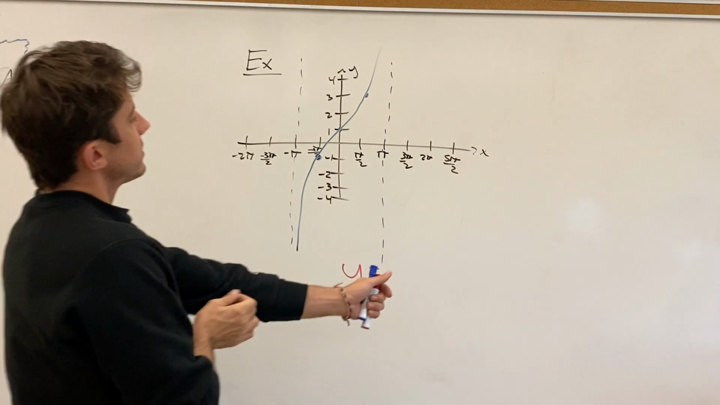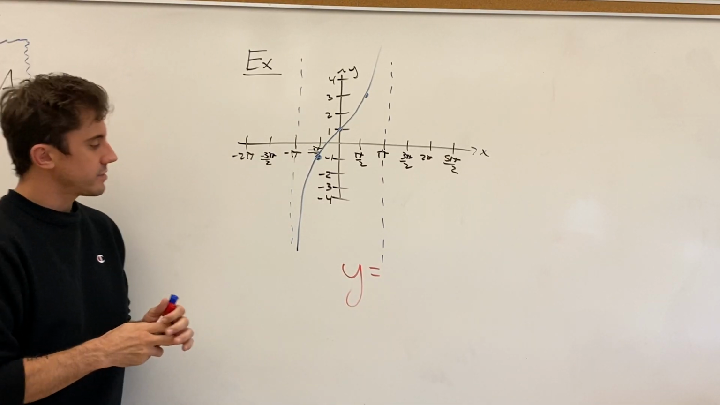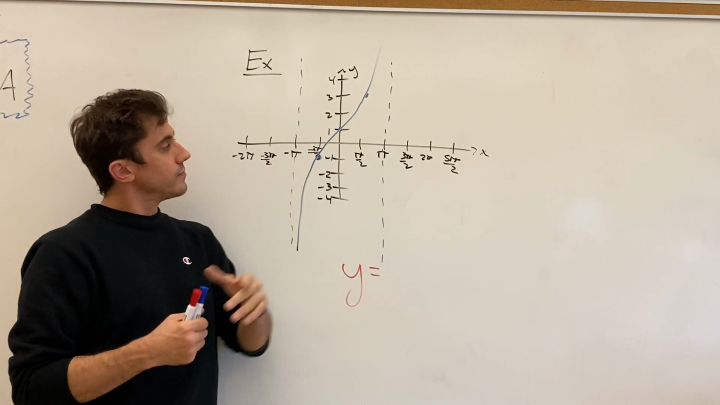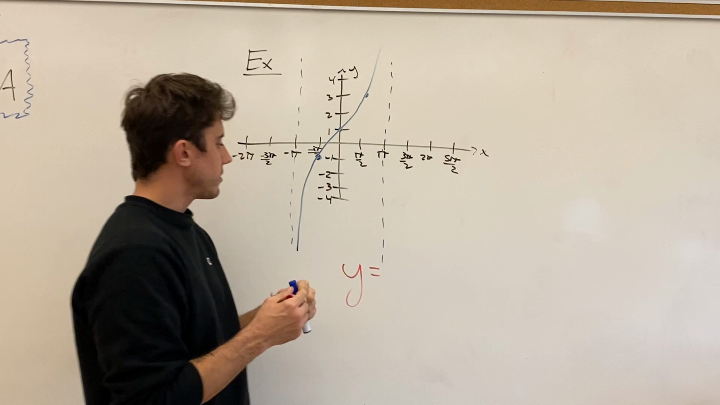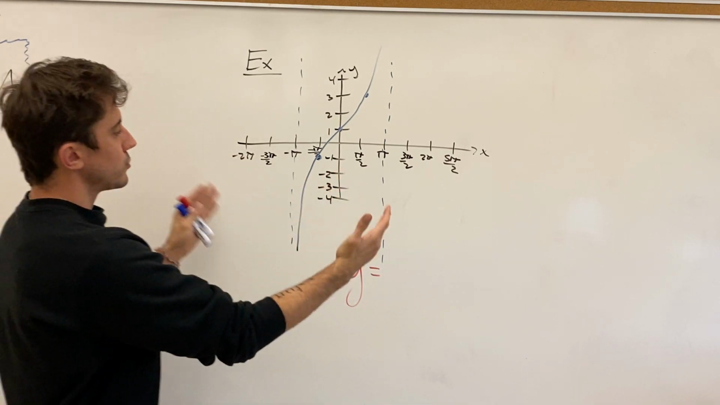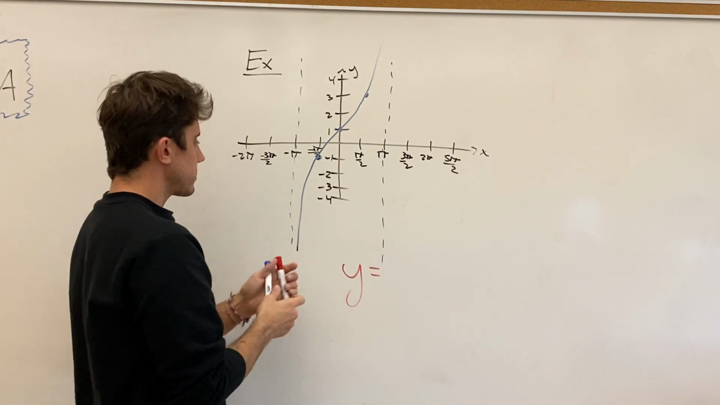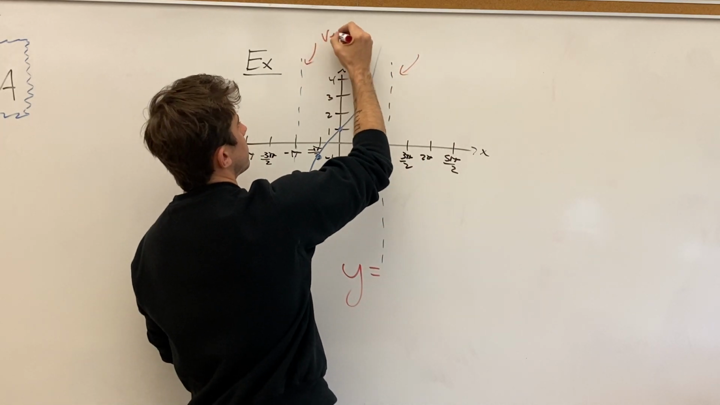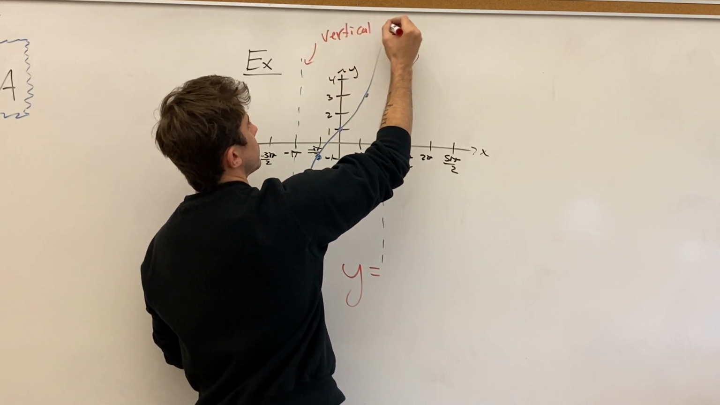Good afternoon, everyone. Today we're going to look at a tan function graphed, and we're going to get the function that represents this curve exactly. So, first things first, let's look at the period, which is the distance between two consecutive asymptotes. I'll remind you, these vertical dashed lines are vertical asymptotes.